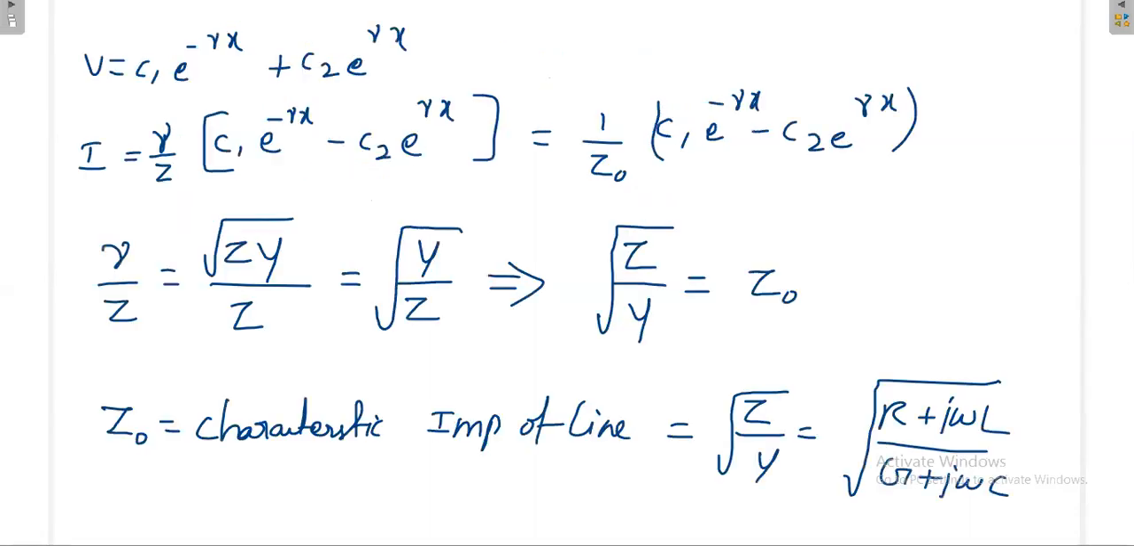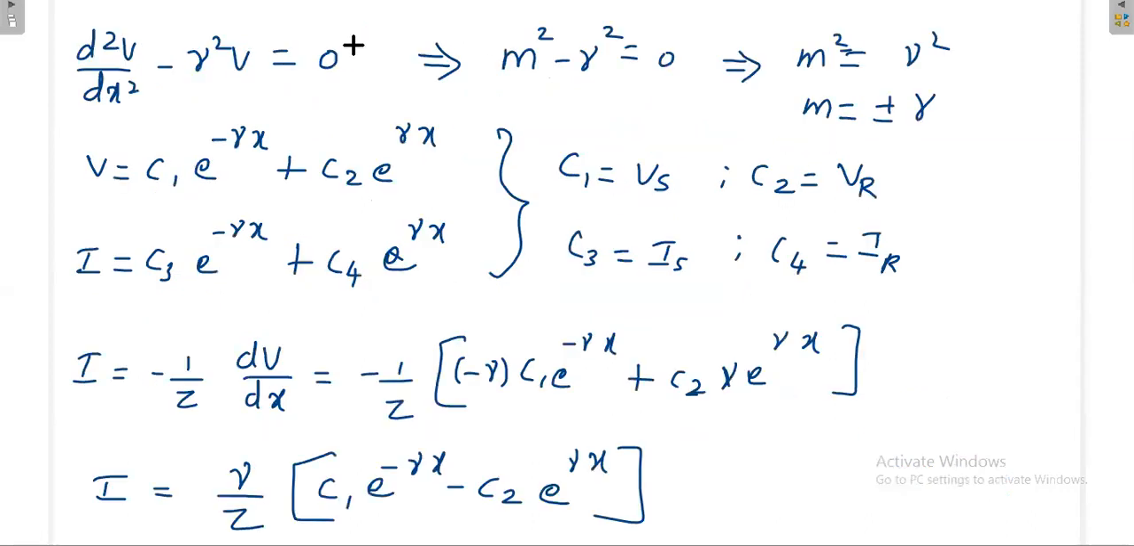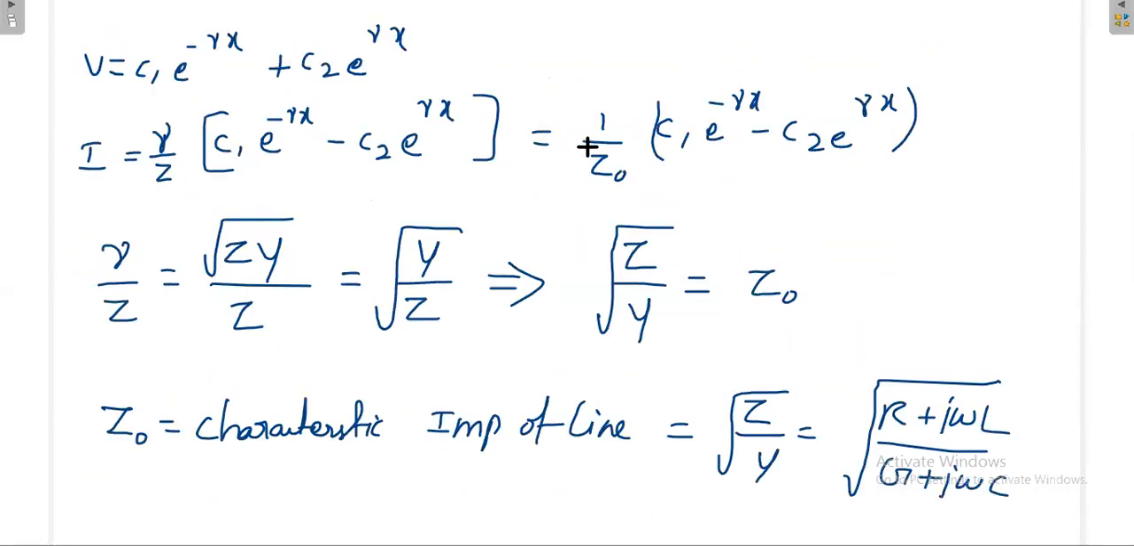You have the voltage equation and the current equation. Here you substitute x equal to 0. When x is equal to 0, the voltage value is Vs and the current value is Is. Then you have two equations and only two constants, C1 and C2. Once you know some initial values, you can calculate the constants C1 and C2. Then you substitute C1 and C2 back to get a realistic equation.